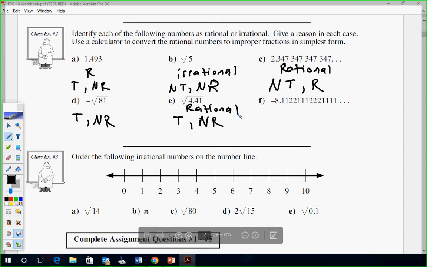Okay, how about F? It's got a pattern, but is it repeating? Yeah, it's not repeating and it's not terminating. So this is definitely going to be irrational.